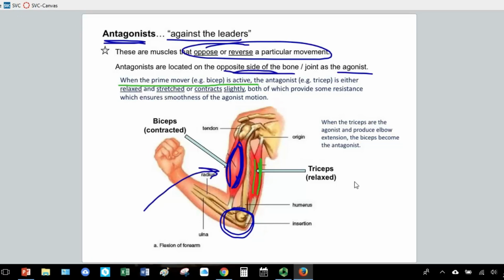So when the prime mover, the bicep here, is active, the antagonist is either going to relax and stretch, or it's going to give a slight bit of contraction. Both of these provide some resistance to the prime mover, and what that does is ensure the smoothness of the agonist motion. So the antagonist smooths out the motion of the agonist.